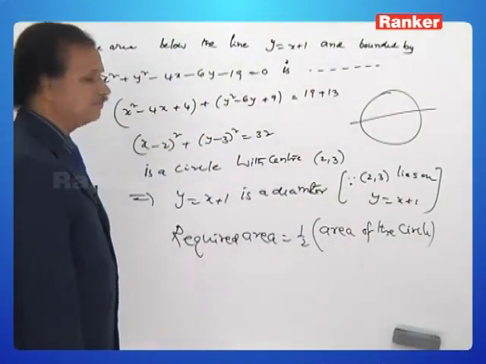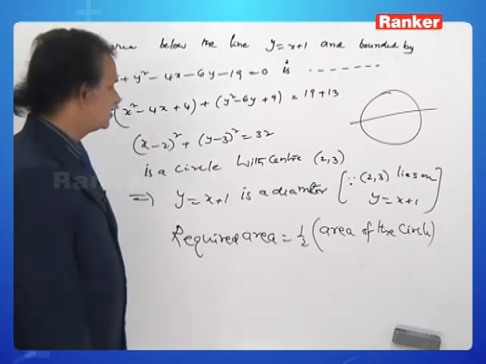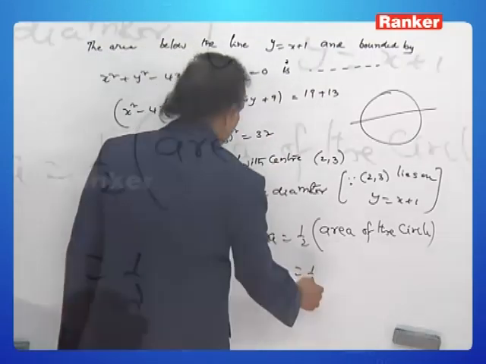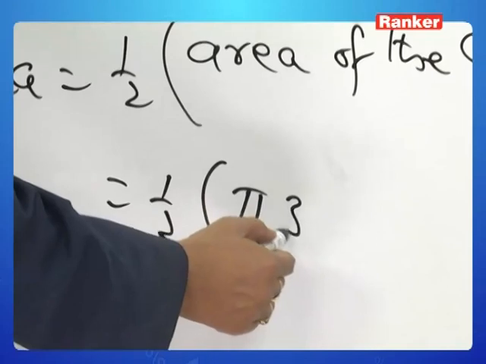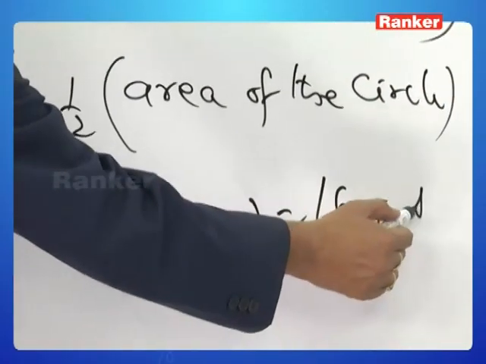Half into area of the circle. What is the formula for area of the circle? Pi r square. What is r square? It is 32, which is readily available. Hence it is half into pi r square. So it is 16 pi square units.